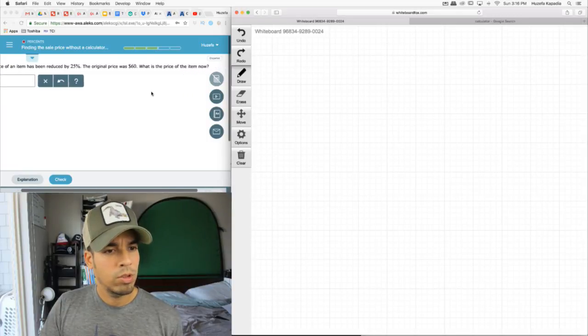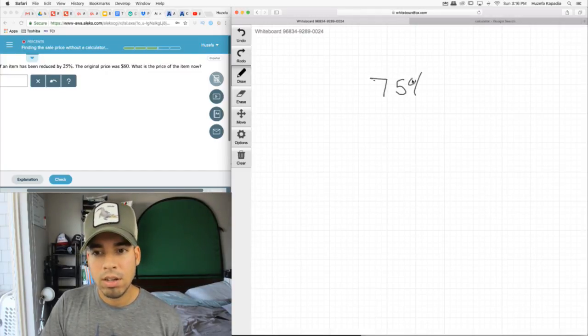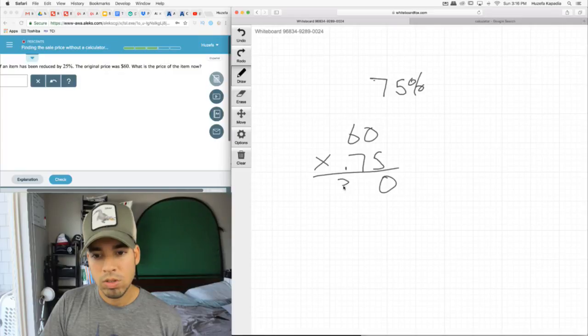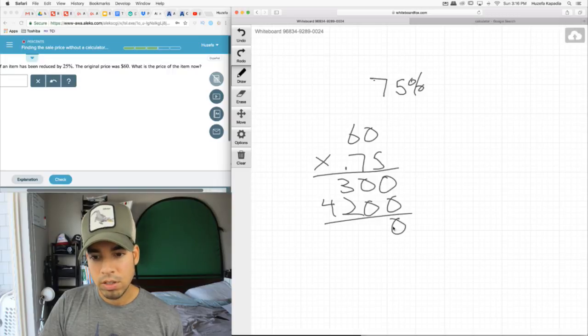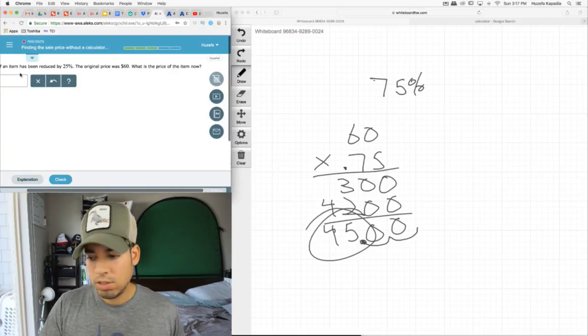Final question, the price has been reduced by 25%. The original price was 60. What's the price of the item now? Again, the price is 75% of the original price. So 0.75 times 60 equals. Okay, so I'm doing the multiplication here. 0, 0, 5, 4. Move the decimal over twice. Same thing because I got two decimals to the right. It's $45.